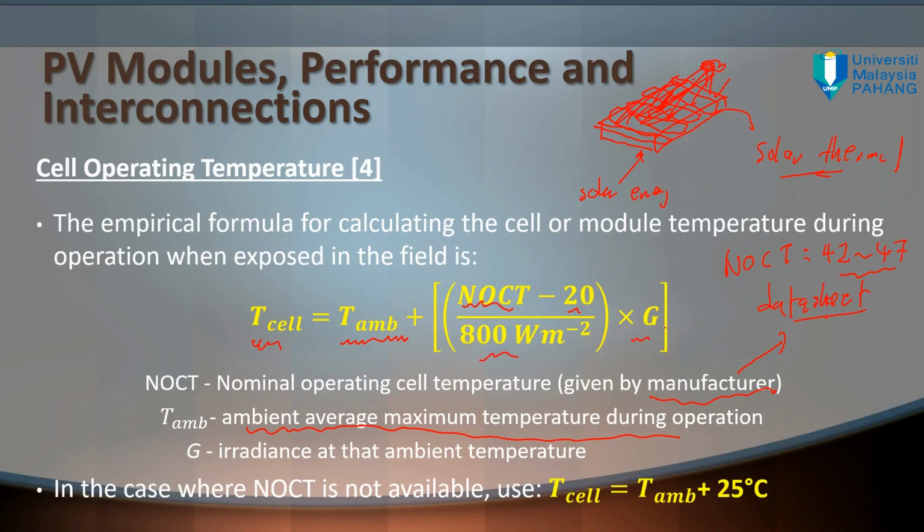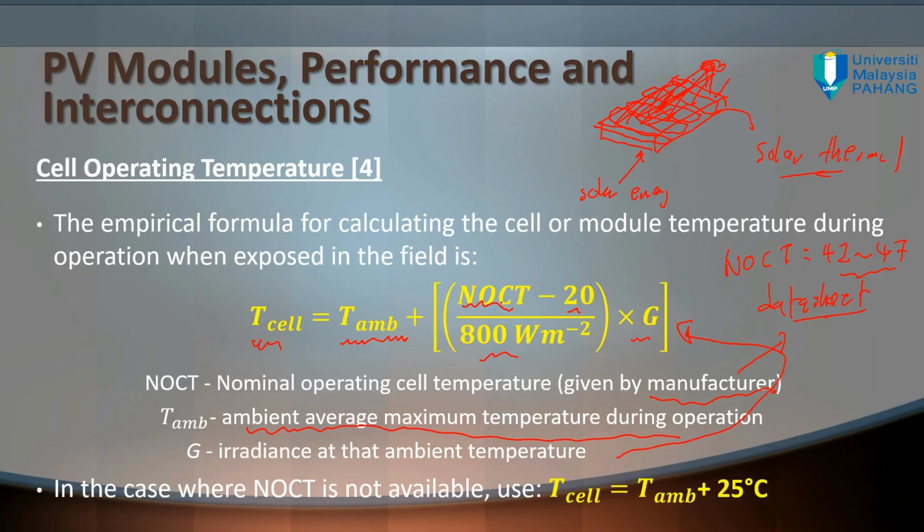Multiply with G, the instantaneous irradiance at that time. Okay, instantaneous irradiance is the value of the solar irradiance that is measured at that particular time when we calculate the T cell. Of course, the T cell will change from time to time because the solar irradiance is not always the same. It depends on the clouds and the condition of the weather. It will affect the irradiance. Everyone knows that. Even a small kid knows that.